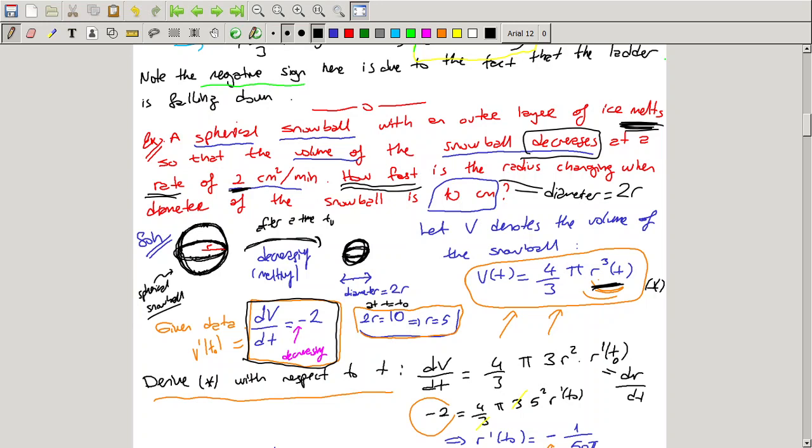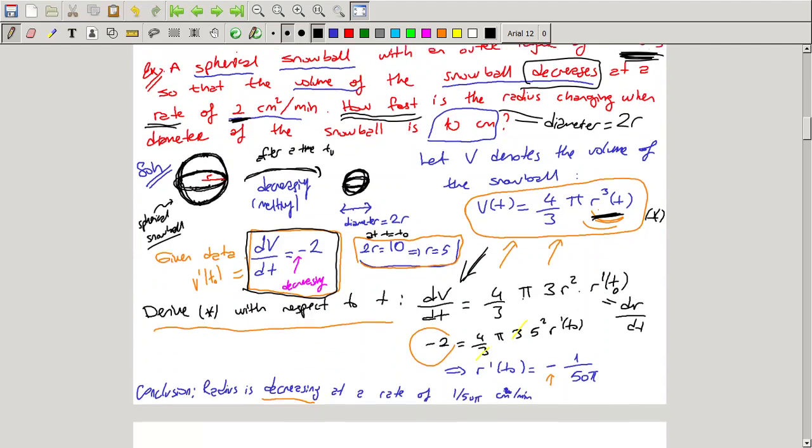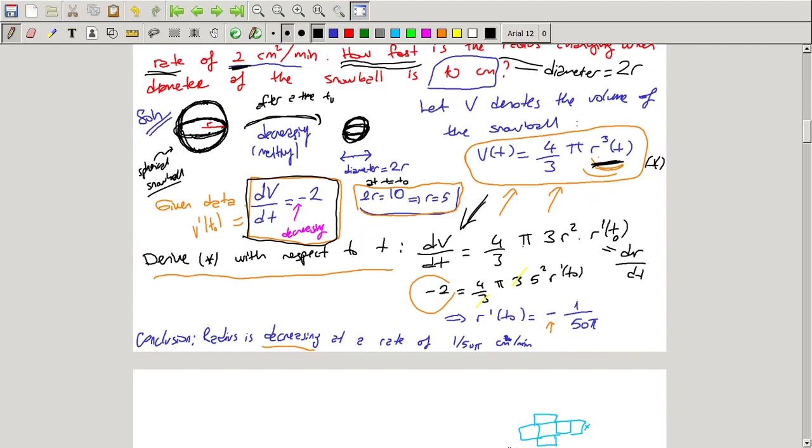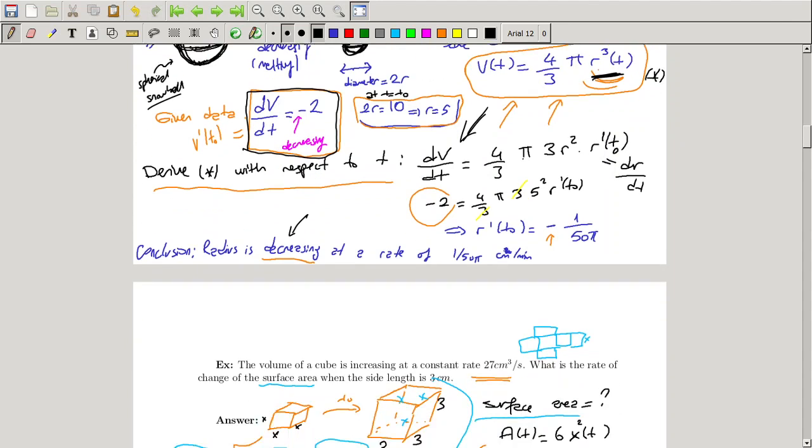Then derive the main equation with respect to t. We have dv over dt equal to 4 over 3 pi times 3r squared times r prime of t. You must be able to write this derivation because you have already studied implicit differentiation. So if you put in the given data, minus 2 equals 4 over 3 times pi times 3 times 5 squared, because r is 5, times r prime. So r prime of t0 will be equal to minus 1 over 50 pi, which means the radius is decreasing, because of the negative sign, at a rate of 1 over 50 pi centimeter over minute.